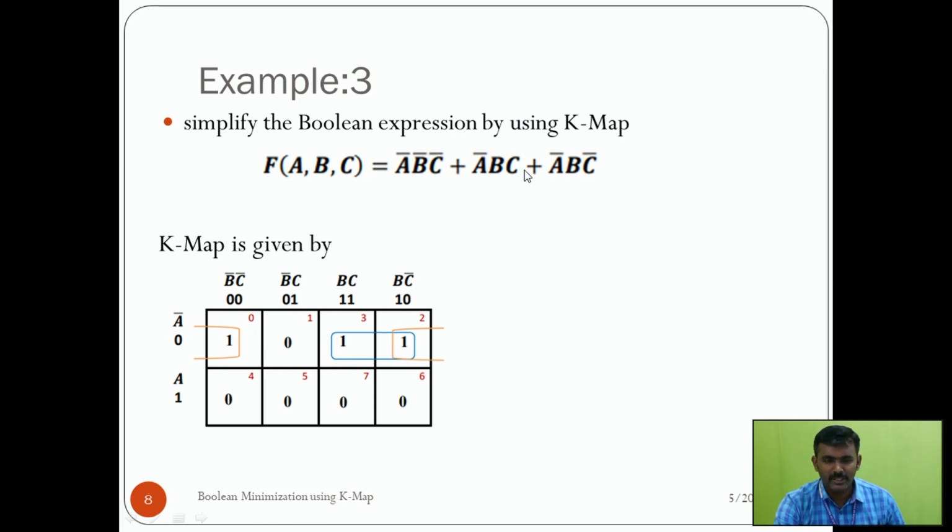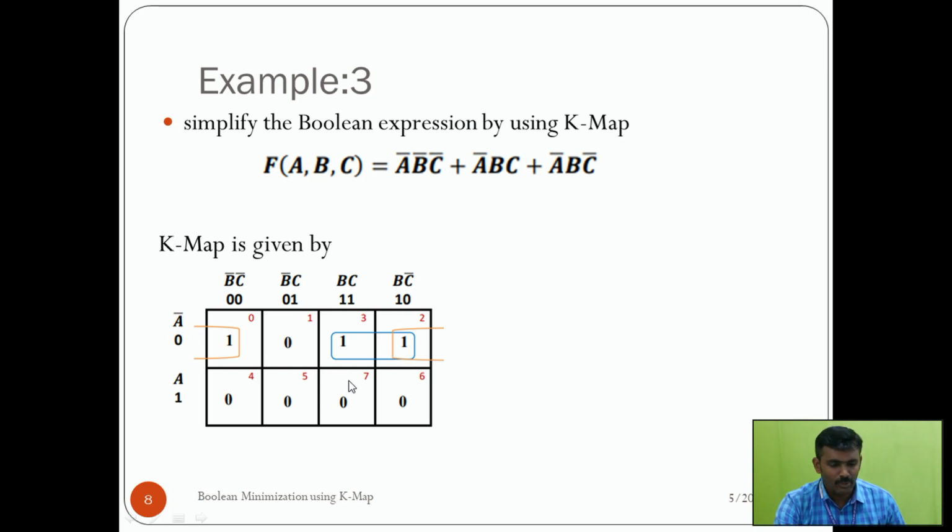Then a bar, b, c. You know what a bar means, 0. What about b, c? 1, 1, which means minterm 3. That is why minterm 3 is represented by 1. Then a bar, b, c bar, which means 0, 1, 0. Therefore, it is equivalent to decimal number 2, which means minterm 2. Therefore, minterm 2 will be put as 1.